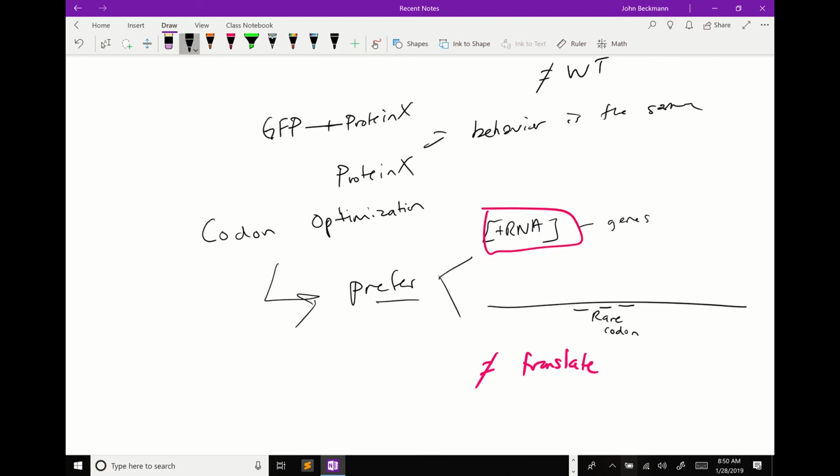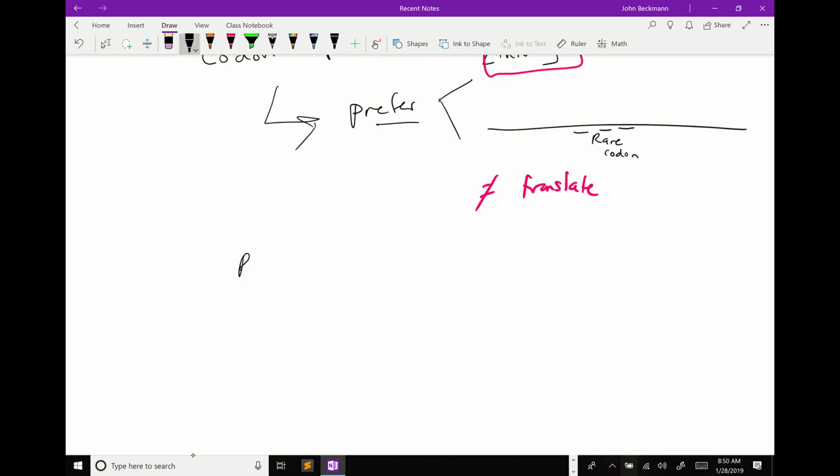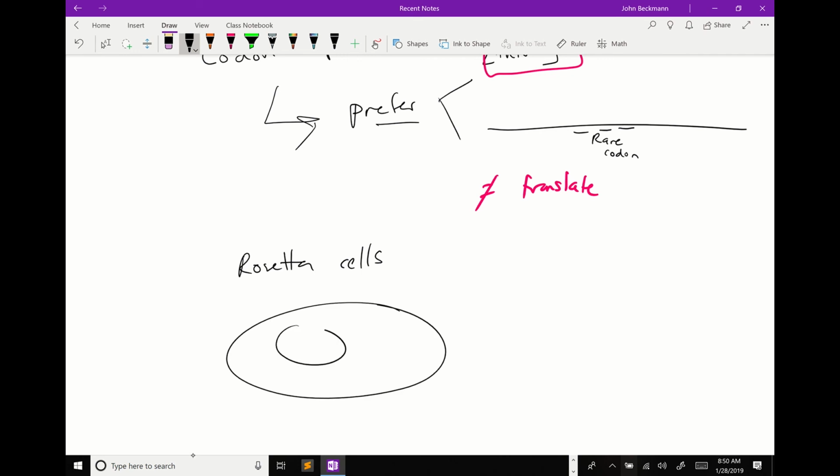I'll finish here by talking about an interesting plasmid. There are special cells called Rosetta cells. The reason you buy the Rosetta cells is they're bacteria that come with a little plasmid called pRARE, and pRARE encodes all the rare tRNAs. So if you are worried about codon preference in E. coli, you can just use Rosetta cells, which make a bunch of tRNAs.